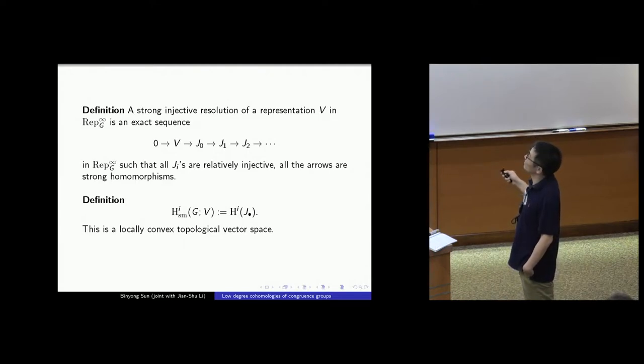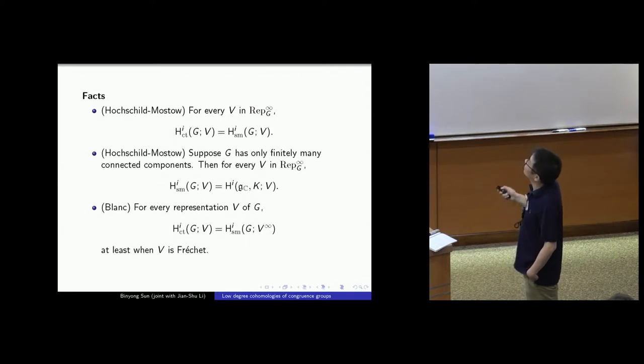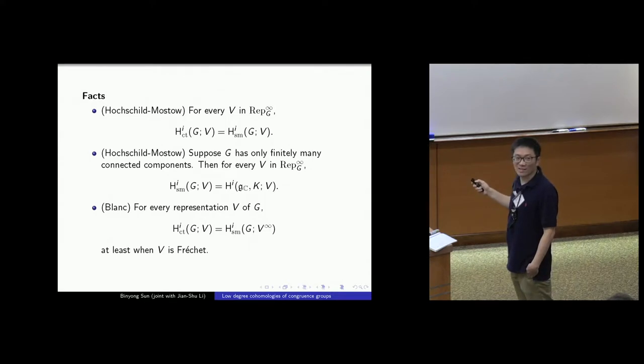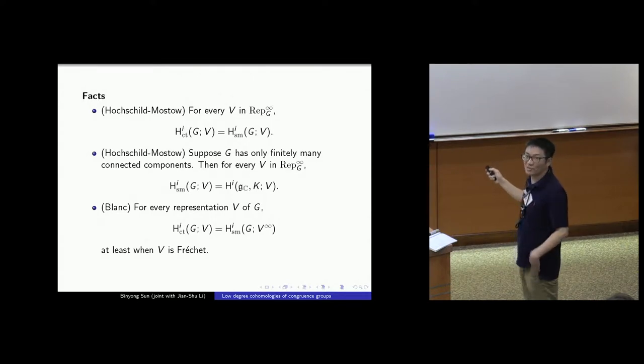Again, this is a locally convex topological vector space. Here are some basic facts on continuous cohomology and smooth cohomology. If V is already a smooth representation, of course it is also a representation. Then the continuous cohomology actually equals the smooth cohomology.